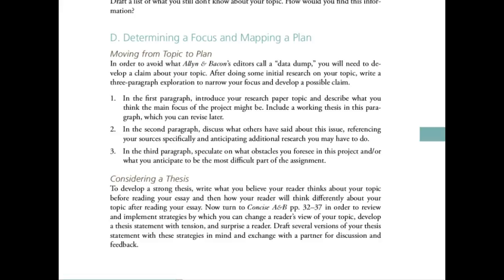But to avoid what Allen and Bacon editors call a data dump, you will need to develop a claim about your topic. After doing some initial research on your topic, you want to write a 3-paragraph exploration to narrow your focus and develop a possible claim. So in the first paragraph, introduce your research paper topic and describe what you think the main focus of the project might be. Include a working thesis in this paragraph, which you can later revise.